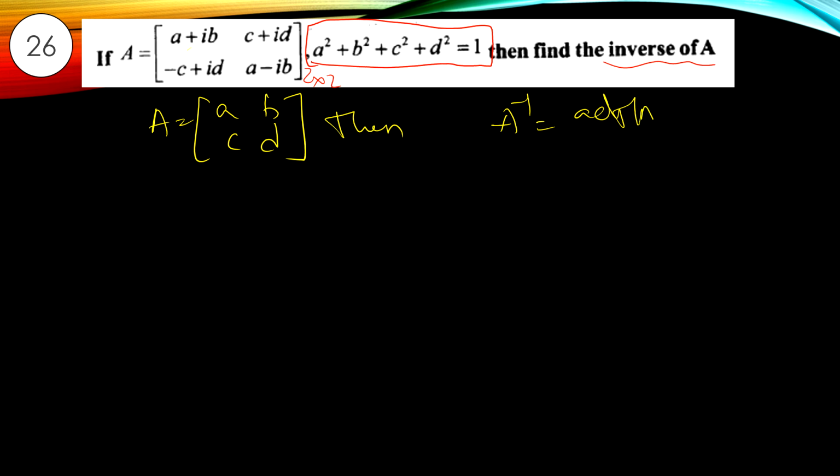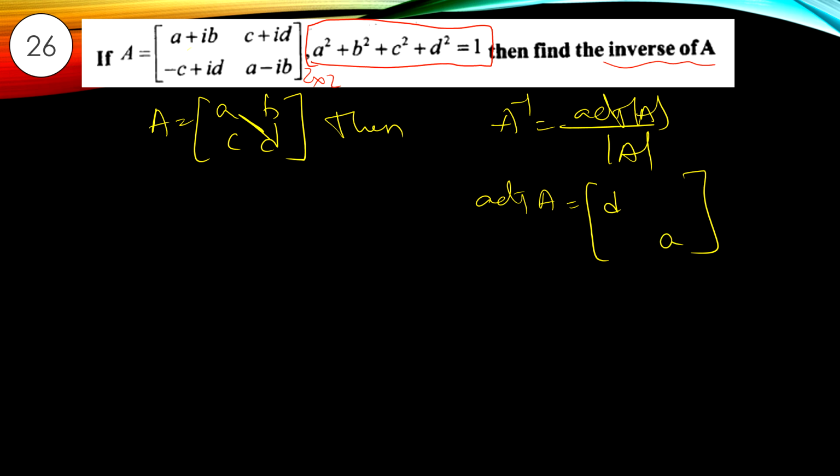We already know how to calculate the A inverse. For example, assume here we are having a 2 by 2 matrix, A is equal to [a b; c d]. Then A inverse is calculated as adjoint A by det A. Adjoint A is given by just interchanging the a and d values, so here d and a, and keeping the same b and c at the same place with the negative sign. This is how the adjoint A will look.